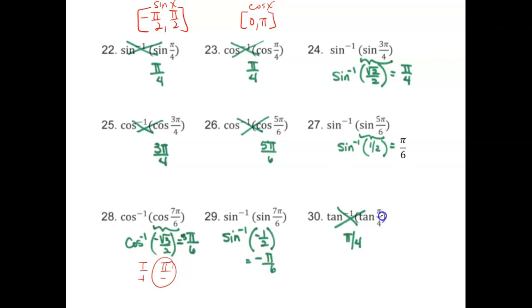And then on this one, for tangent, our domain for tangent, we need to be between negative pi over 2 and positive pi over 2. So pi over 4 is in that interval, so we get that cancellation, and we're just left with the pi over 4.